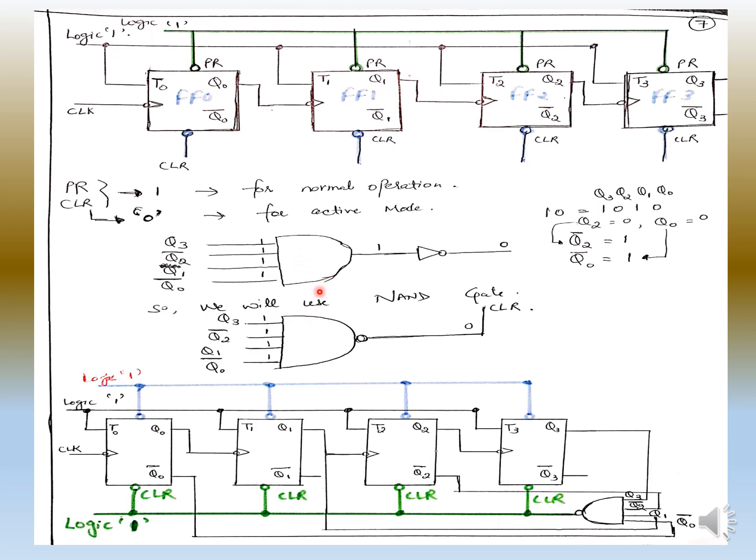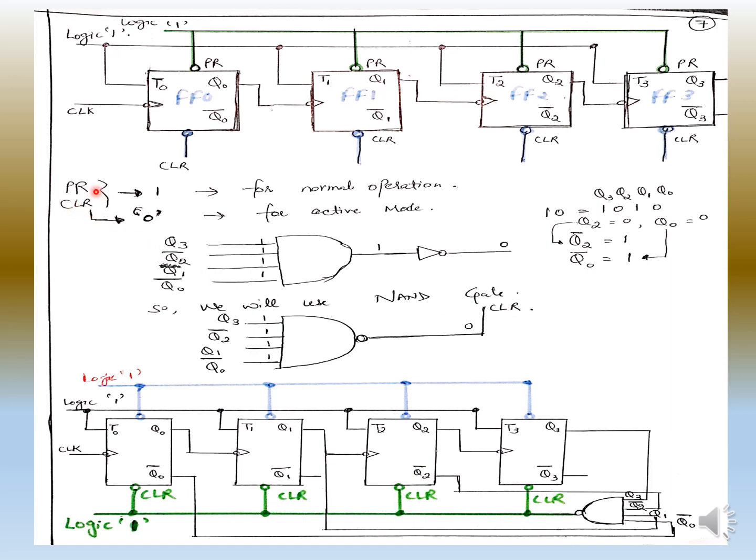So I have just replaced this circuit with a NAND gate here. This is my NAND gate, and this is Q3, this is Q2 bar, this is Q1 and this is Q0 bar, and it is giving me output 0, and this 0 I will feed to the clear here. Now why have I fed this 0 to the clear?